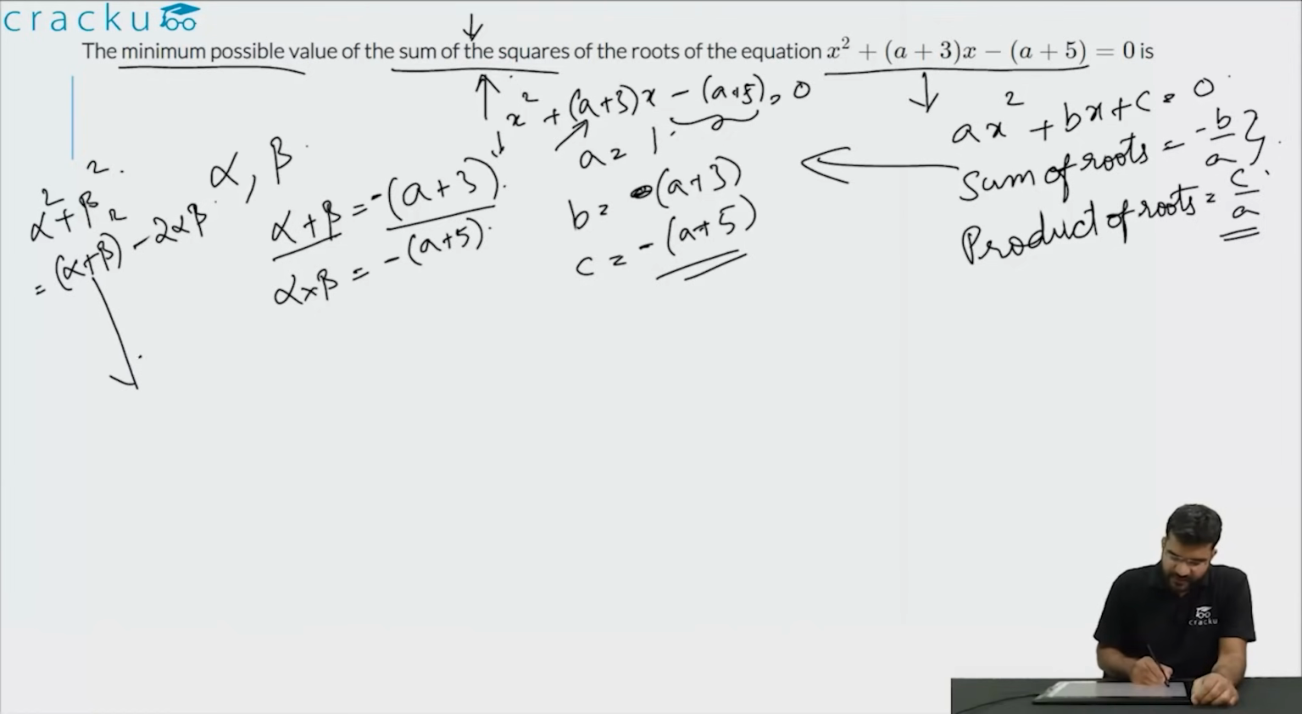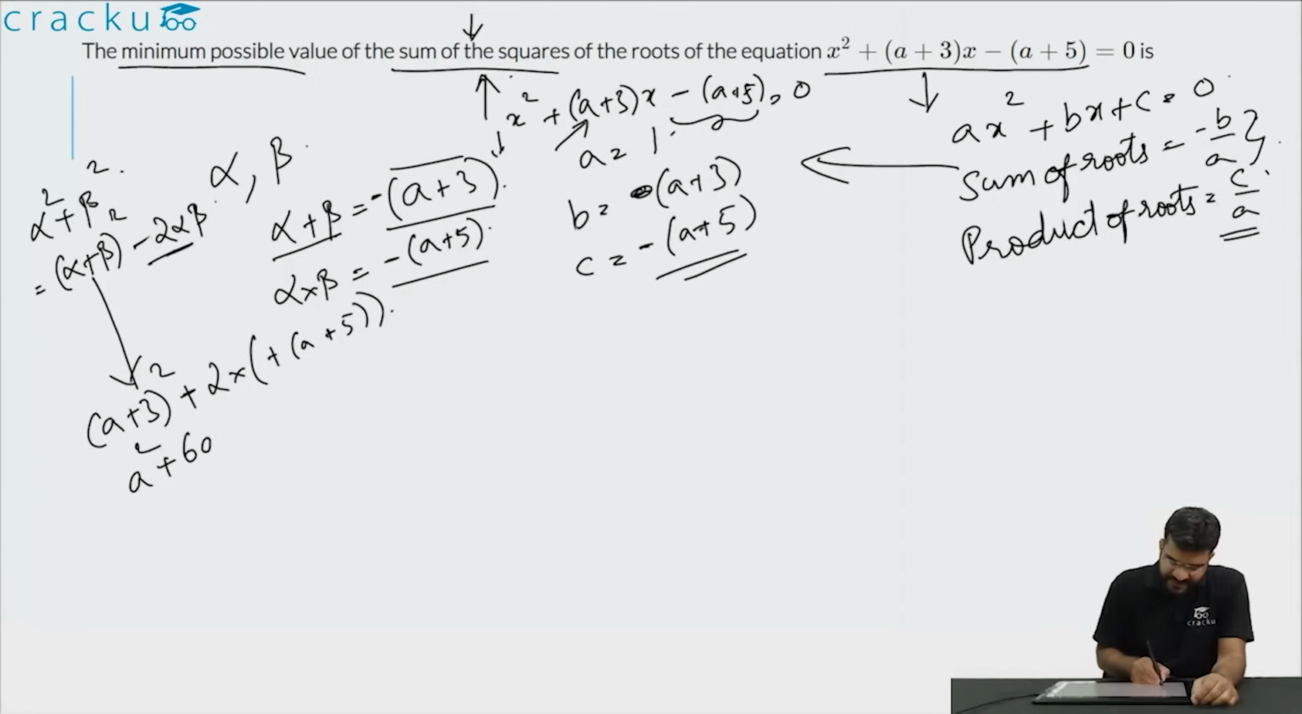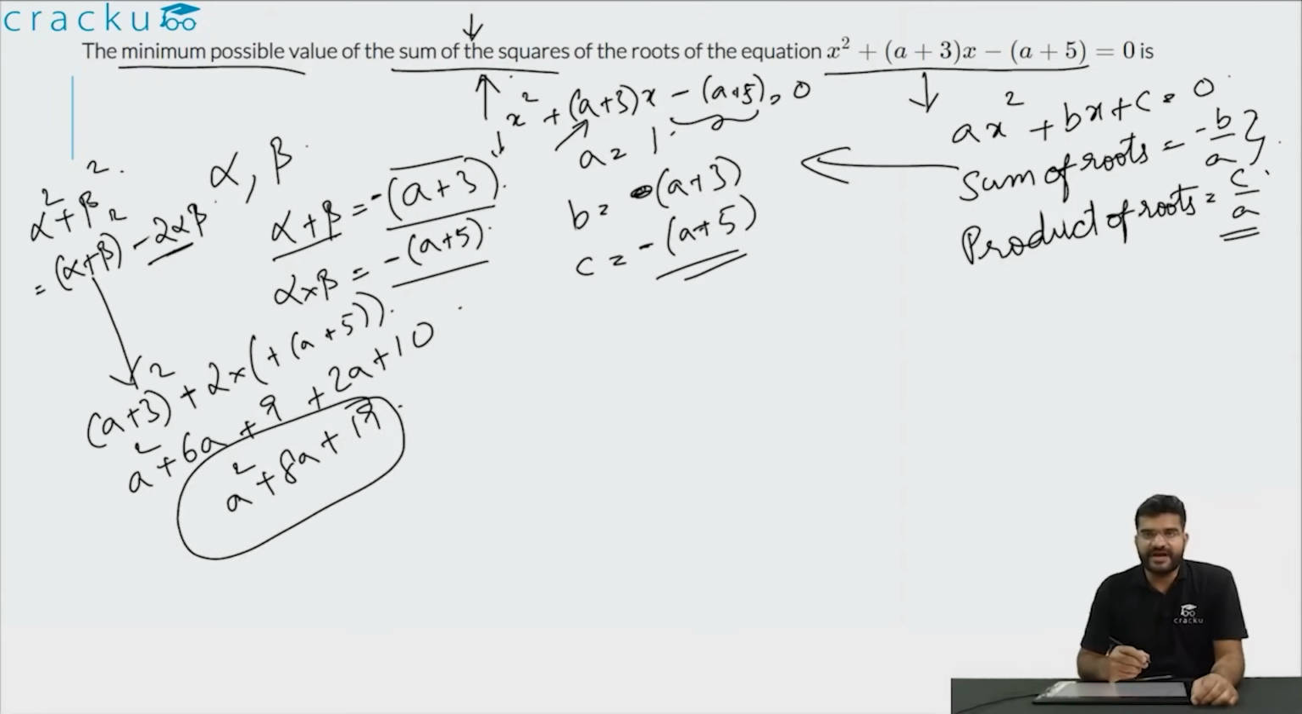Now alpha plus beta whole square will be (a plus 3) whole square. And minus 2 alpha beta will be minus 2 into minus of (a plus 5). So here we can cancel both the negatives. Negative into negative is positive. So this will equal a square plus 6a plus 9 plus 2a plus 10. Or this will equal a square plus 8a plus 19. This is the expression that we have to minimize.